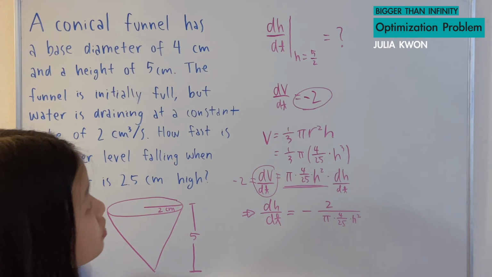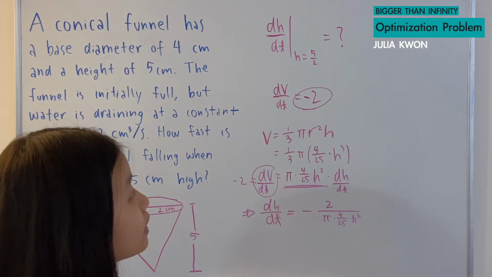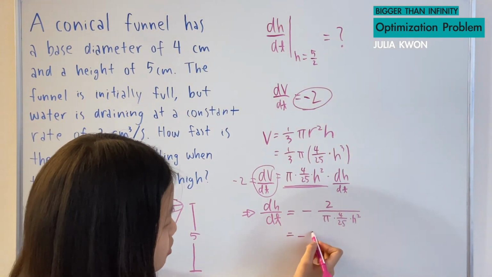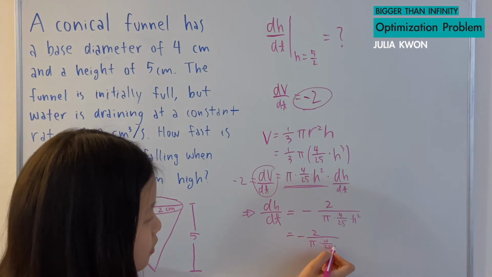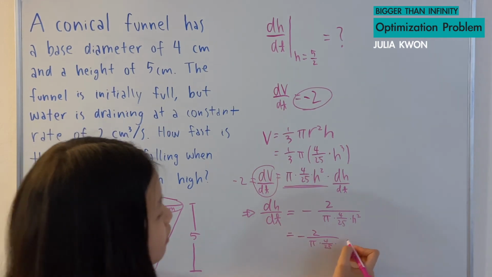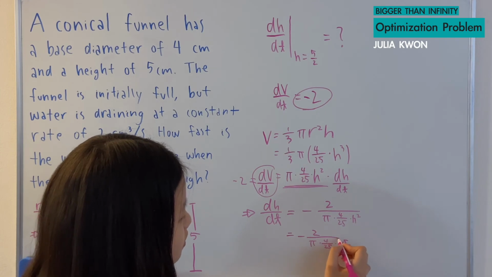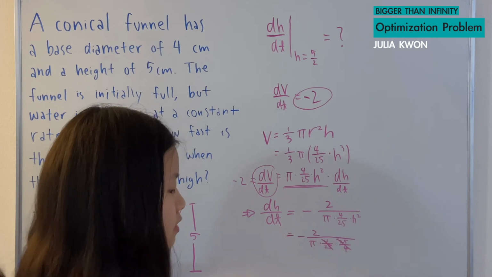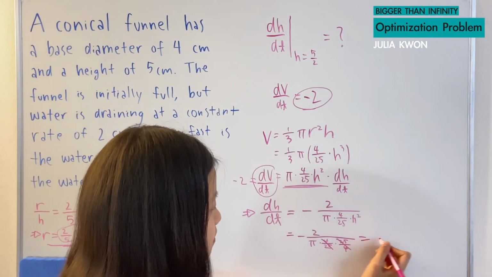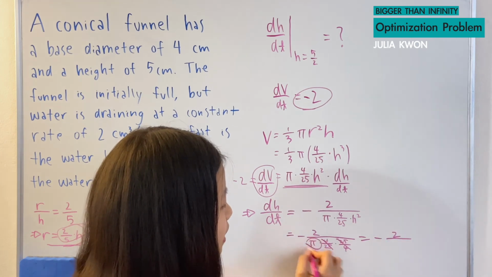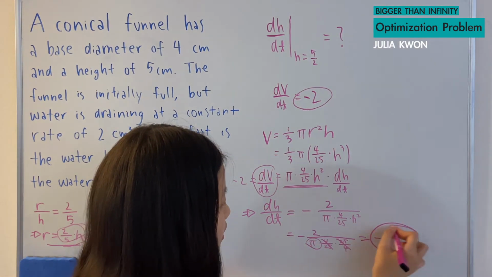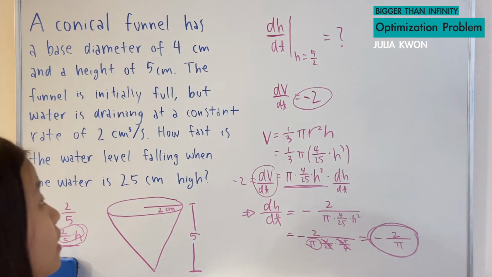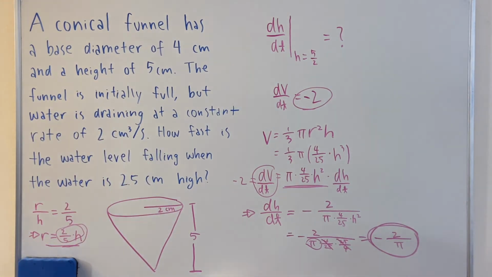We're trying to solve for dh divided by dt when h is equal to 5 divided by 2. So let's just substitute that in for h. We have to square the h, which means that we'll have 25 divided by 4. And as you can see, we can cancel out these two fractions. The only thing that we'll have left is -2 divided by pi. And now we found our rate of the height when h is equal to 5 divided by 2.